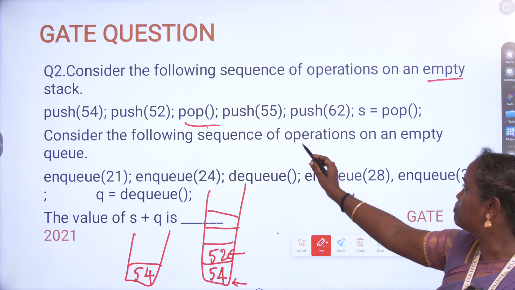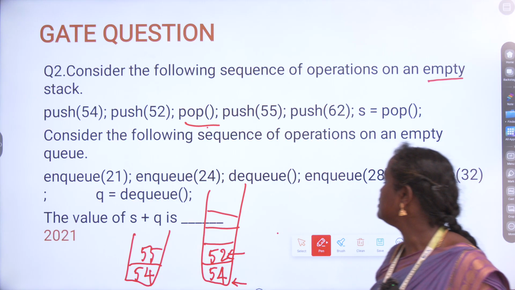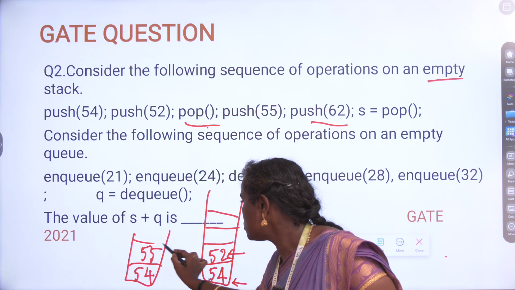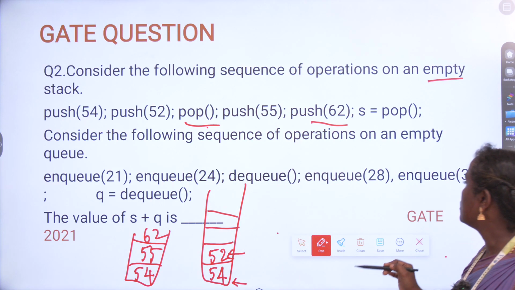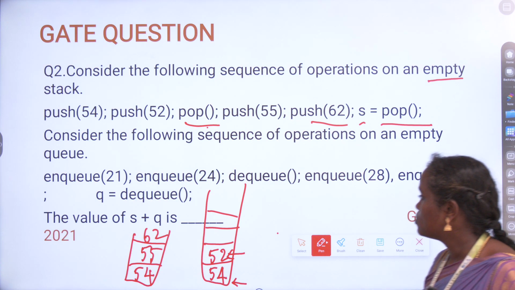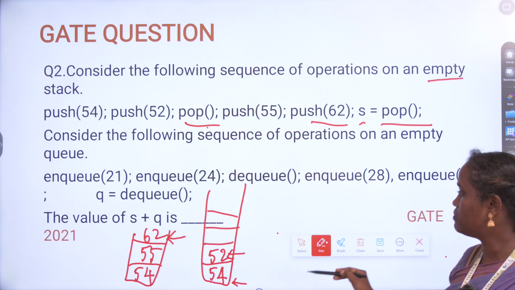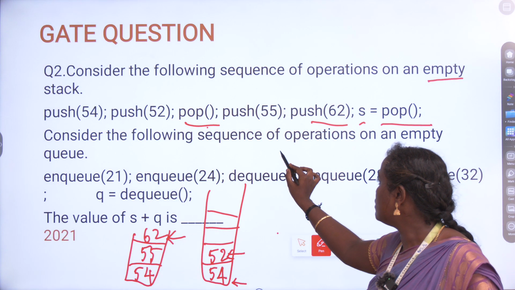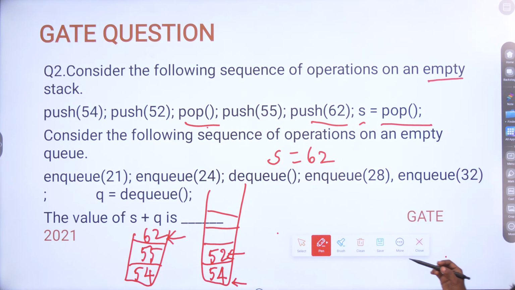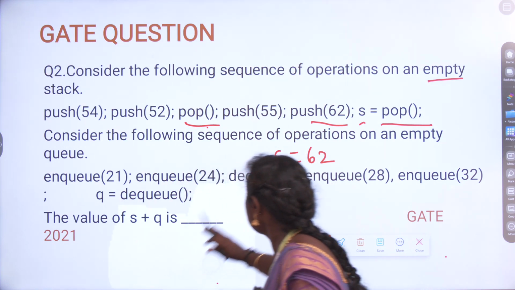What is the next thing they have given? Push 55, right? So again we have to push the element 55 onto the stack. Clear? Okay, what's the next thing they have given? Again push 62, right? So we have to push the element 62. Okay, so now what they have given, pop and store that in this variable S. Yes, so which element we can pop now? 62 is the top of the stack, so we can pop the element 62 and we can store it in the variable S. So 62 is the value of S. Clear? Okay, so next we will see about the queue. Okay, we will perform the operations in the queue.